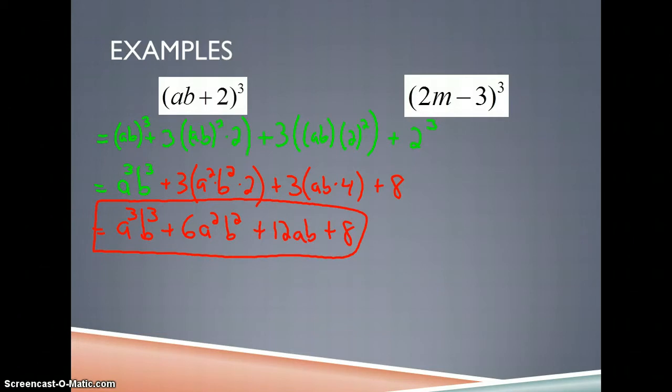Remember the formula, you'll see it on the next page, you wrote it down, is A cubed plus 3A squared B plus 3AB squared plus B cubed. And in those cases, A is the first term, B is the second term. So A in this case was AB, and B was 2.